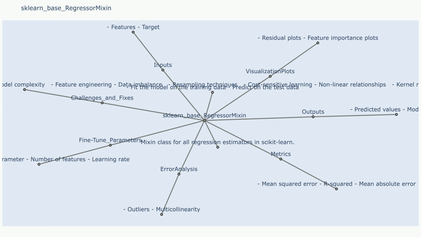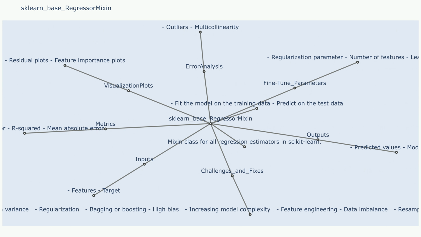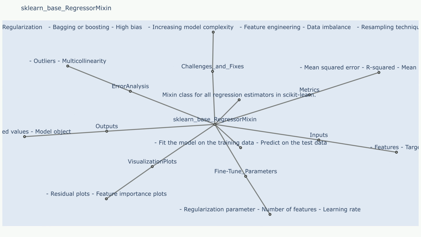Uncertainty methods. Confidence intervals provide a range around the prediction, indicating the model's uncertainty. Prediction intervals extend confidence intervals to account for both model uncertainty and randomness in the data. Challenges and fixes. Challenge 1. Overfitting. The model performs well on the training data but generalizes poorly to unseen data.